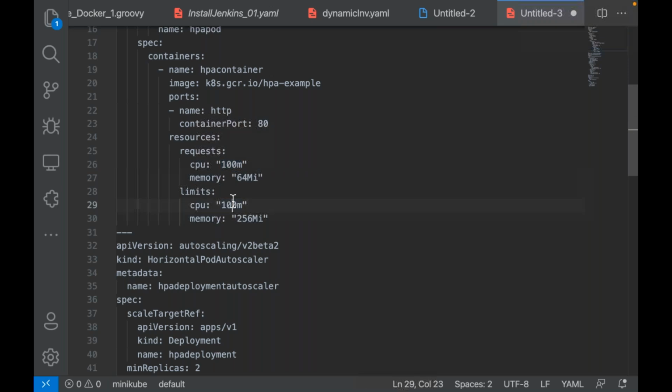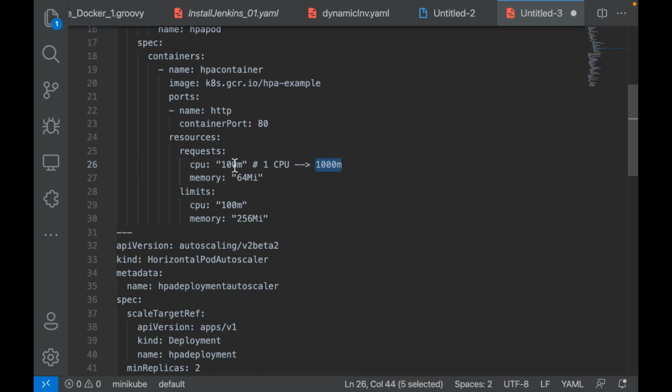This is fine. It is not going to give any issue. Suppose I want to limit this to... what does this small m stand for, guys? When it comes to CPU, this small m stands for millicore. One CPU is equal to 1000 millicores.